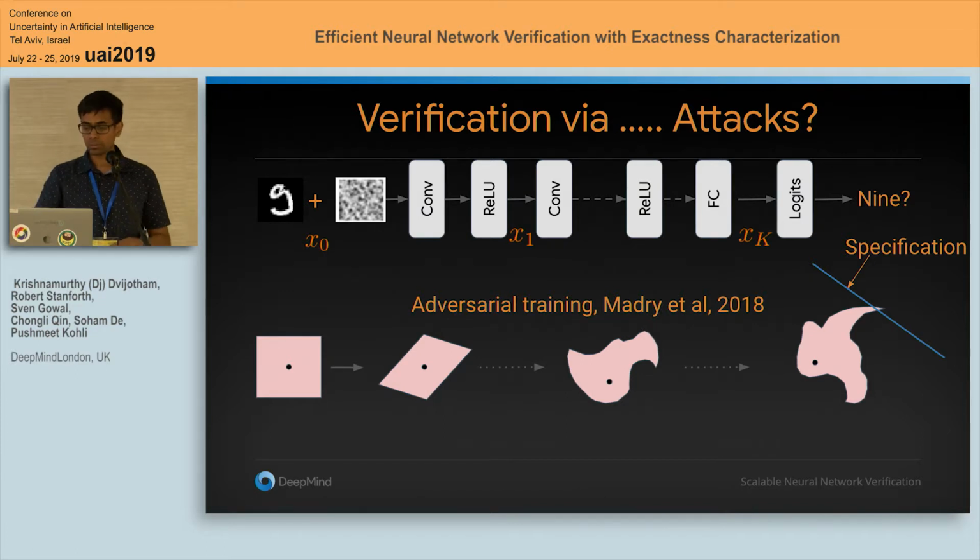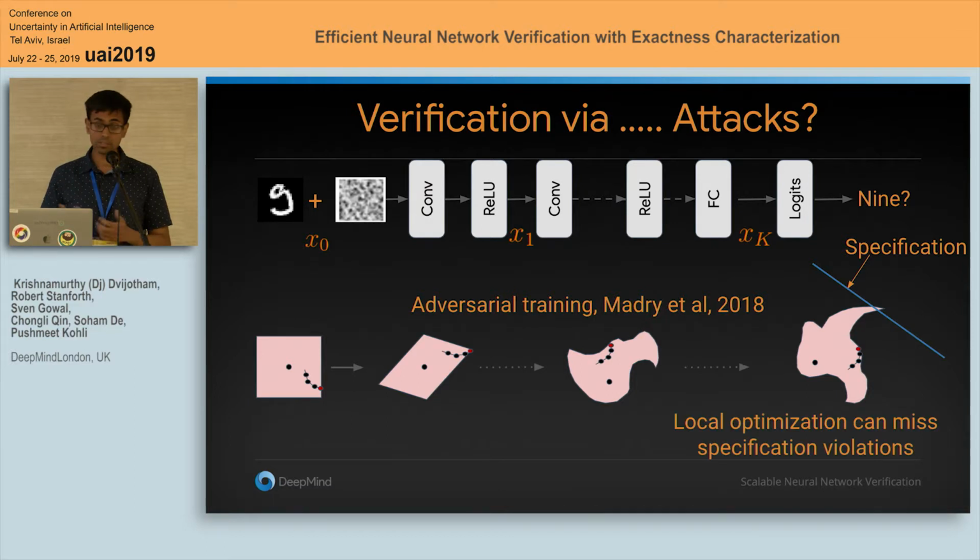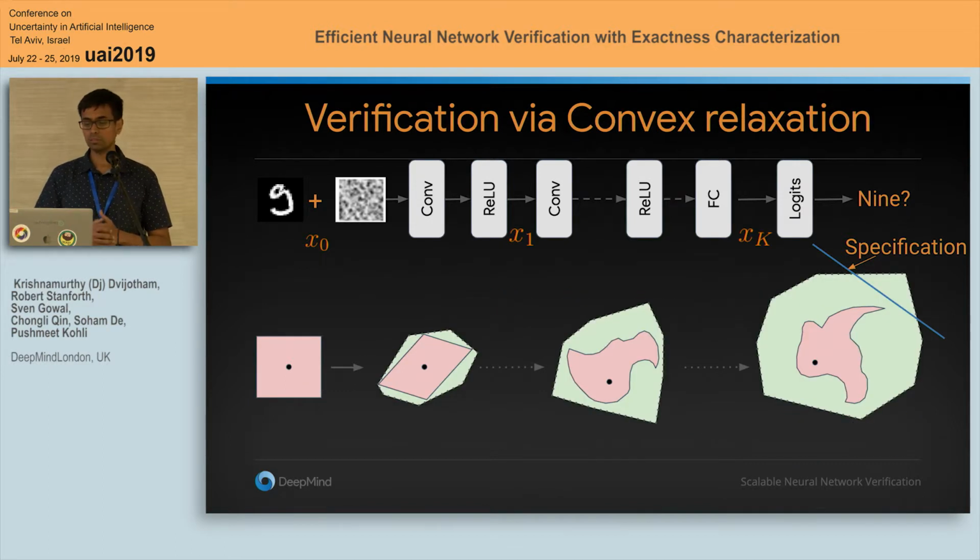You can try to be a little bit more systematic about it, and this is the technique used in adversarial training, which is a very effective method for training robust networks, where you try to do local optimization starting at some guess for what the optimal adversarial example might be. And this is significantly more effective than sampling, but still in certain cases, because of the non-convex nature of these sets, you can end up finding these suboptimal adversarial examples which actually miss the specification violations, right?